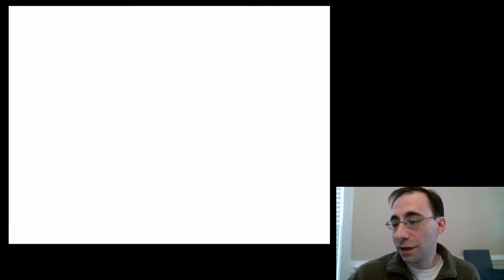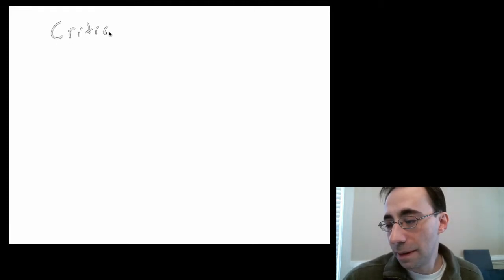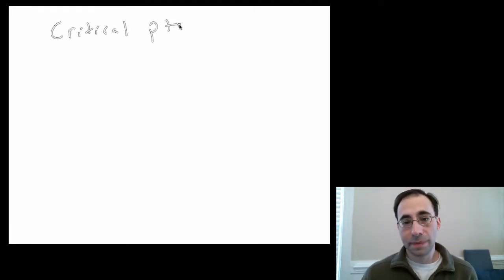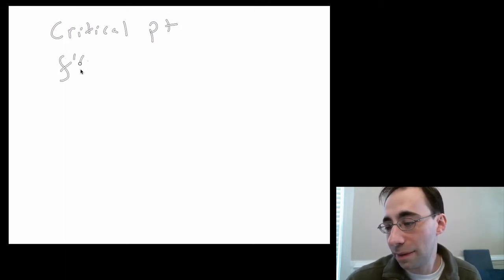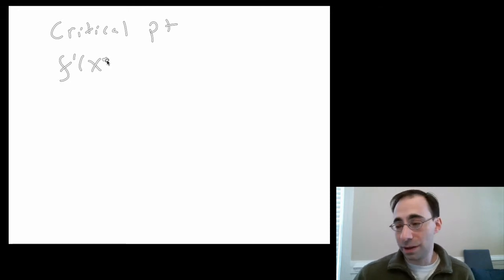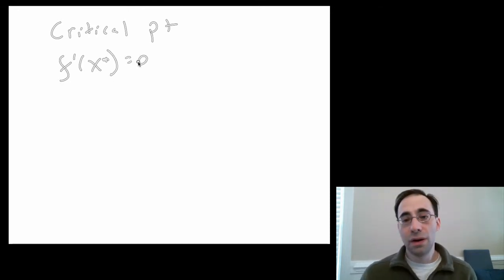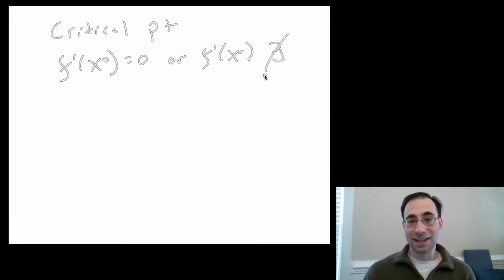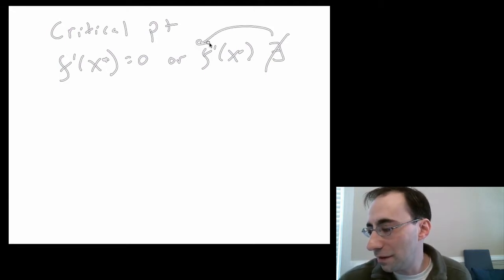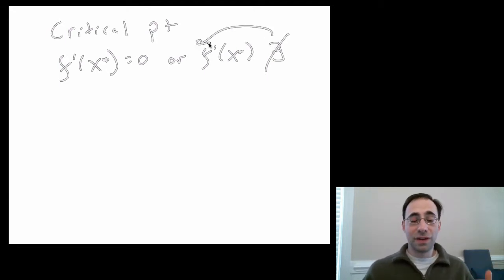The first is a definition of a critical point. A critical point of a function is any point at which either the derivative at the point, x star here would be the critical point, is 0, or the derivative at that point does not exist. So either the derivative is 0, or the derivative does not exist.